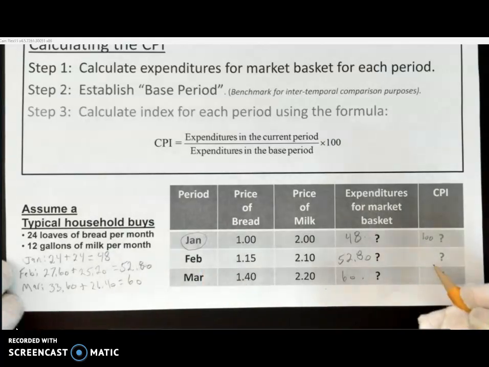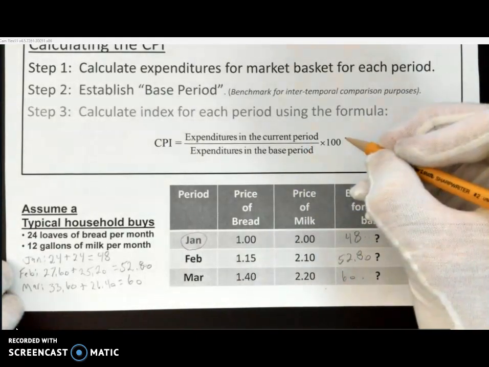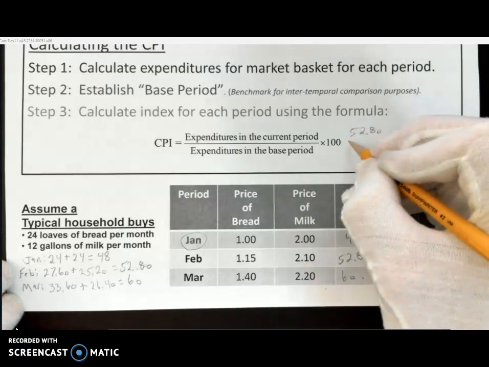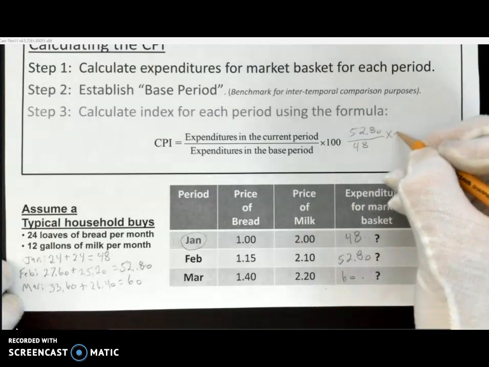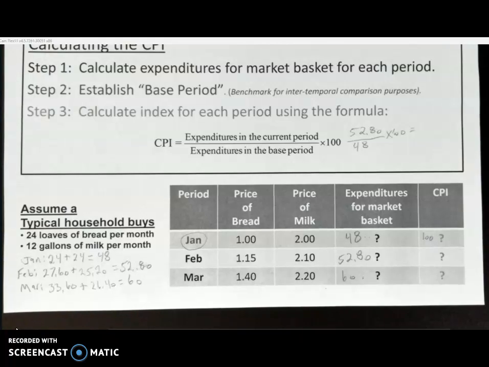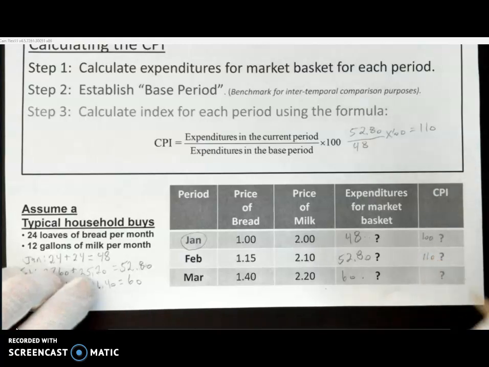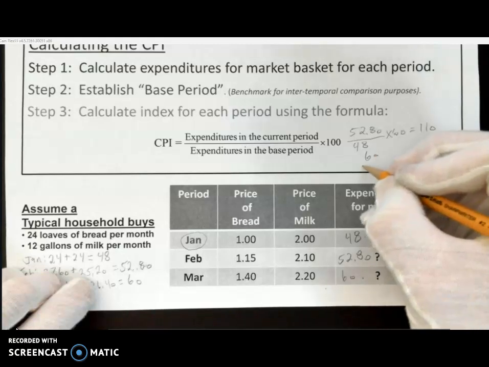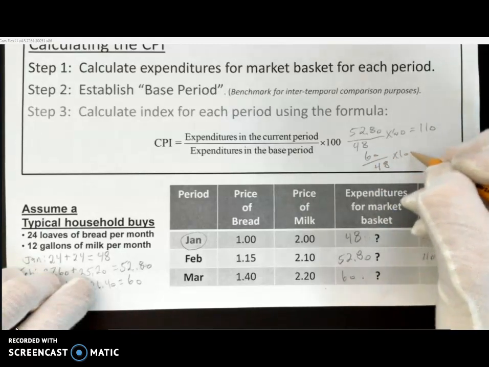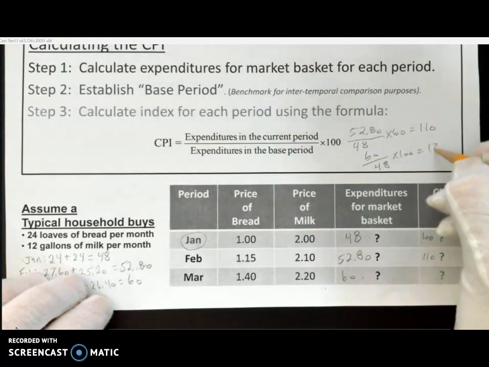When we go to February, though, to create that index, we're going to see that the numerator changes here. For February, the numerator is going to be 52.80. I'll write that here, 52.80. But we're going to be dividing by that base period expenditure, which is 48. And then we're going to multiply by 100. If you do that, 52.8 divided by 48 is equal to 1.1 times 100 is 110. So that gives us a February index of 110. Then we do the same thing for March. In March, we take the expenditures in the current period, March, which is 60, and we divide that by the base period expenditures, 48. Multiply by 100, 60 divided by 48 times 100 is 125.